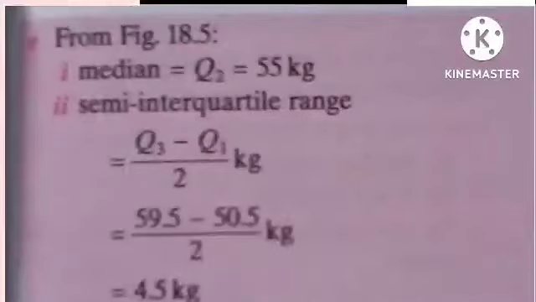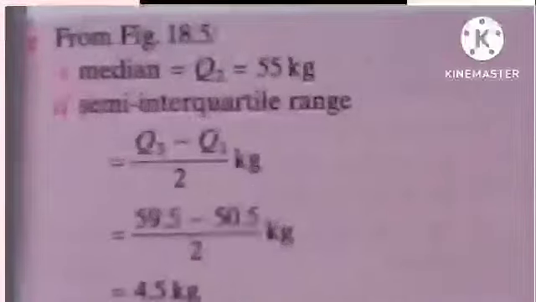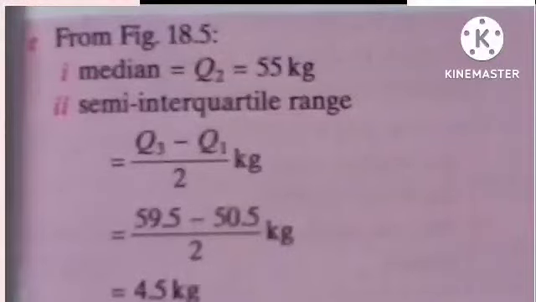But the semi-interquartile range is defined as half the difference between the upper quartile and the lower quartile. What this means is the upper quartile is the 75th percentile and the lower quartile is the 25th percentile. So what you need to do is look for 75% of the total cumulative frequency curve for the upper quartile, and then 25% of the total cumulative frequency curve for the lower quartile.